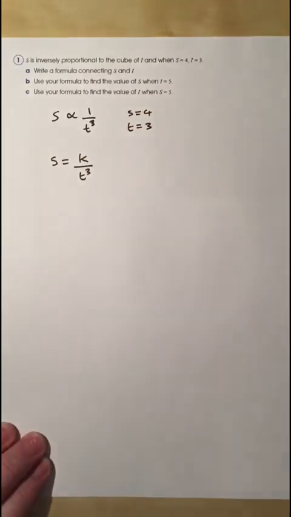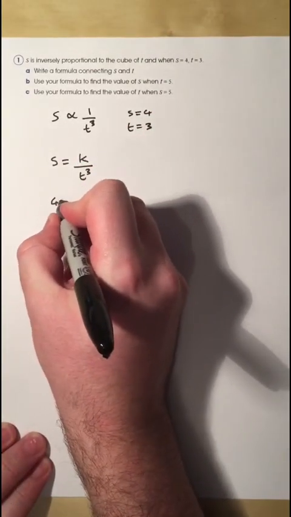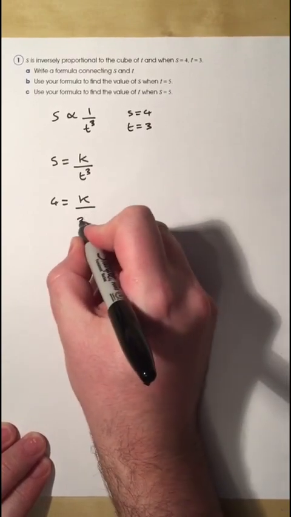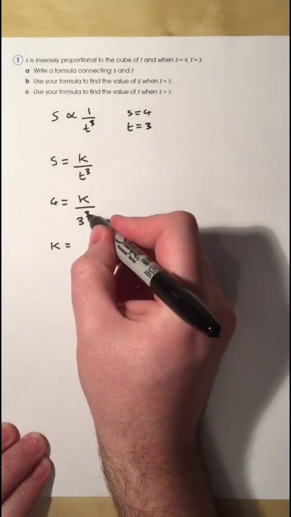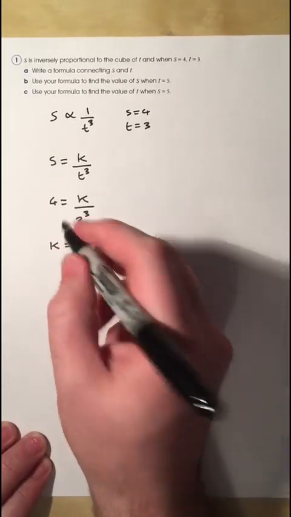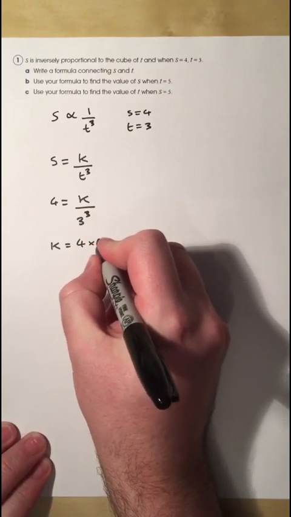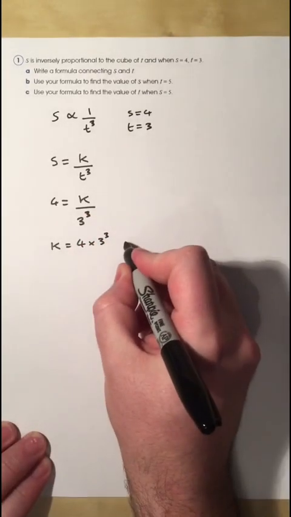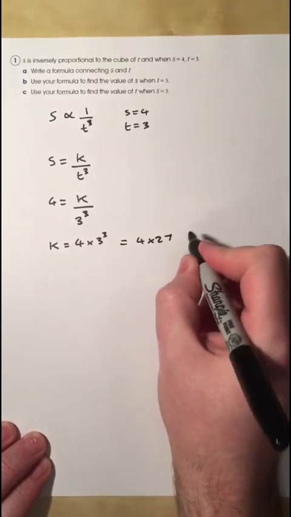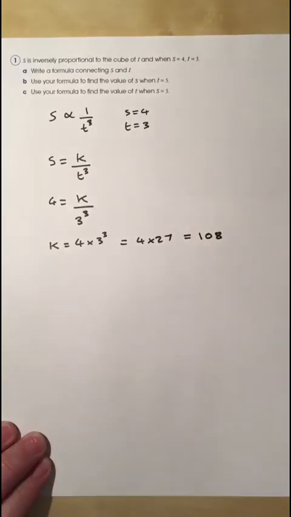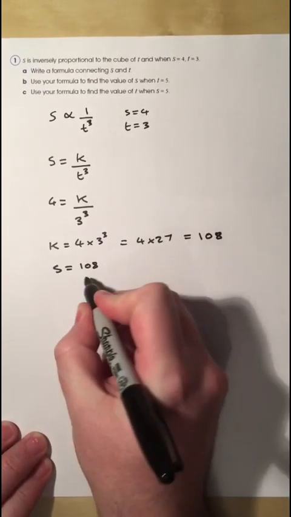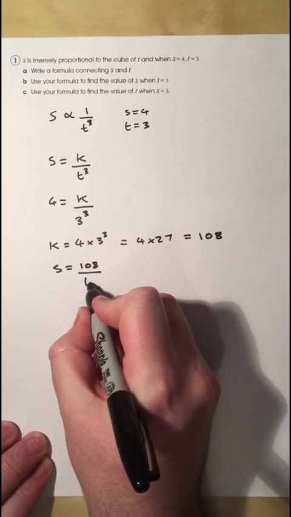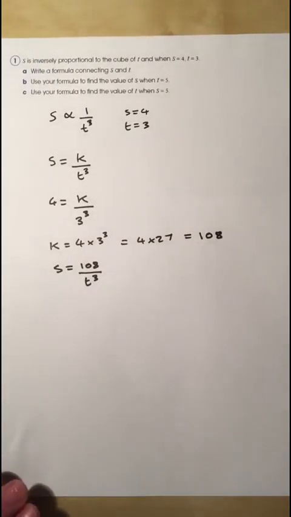We then substitute these values in. So we have 4 equals k over 3 cubed. We rearrange to find k. That divide by 3 cubed, because of this tide, becomes times 3 cubed. So 4 times 3 cubed. 3 cubed is 27. And 4 times 27 is 108. So that gives the value of k equals 108. So we rewrite the equation as S equals 108 over t cubed. That's part A.